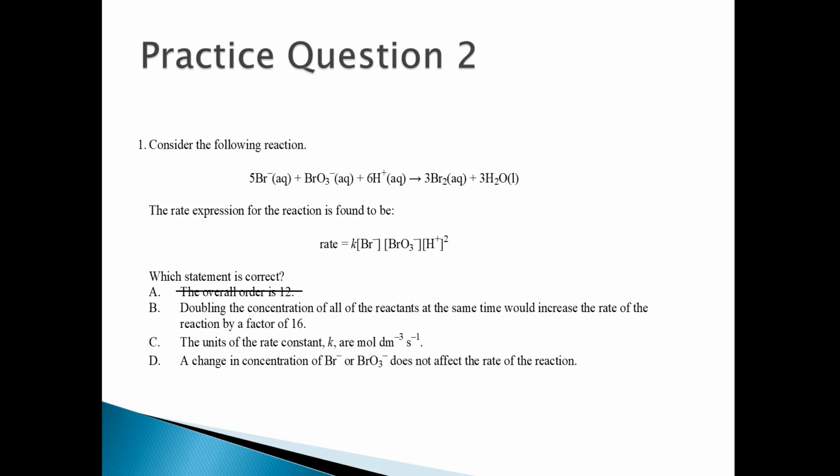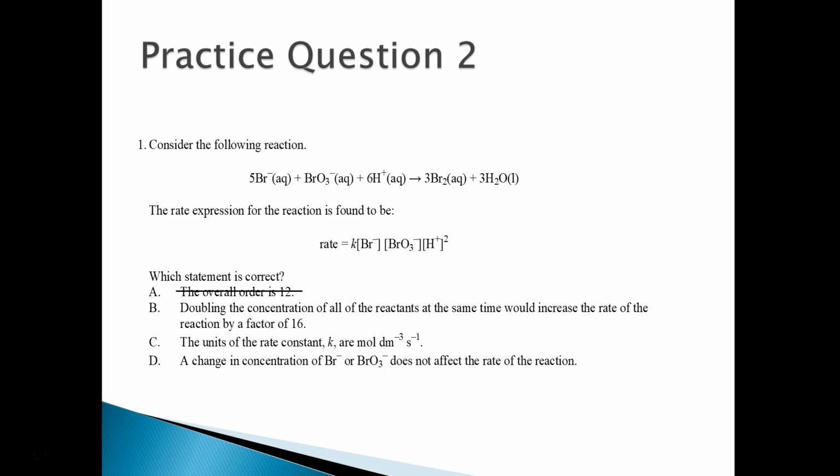Choice B says doubling the concentration of all the reactants at the same time would increase the rate of the reaction by a factor of 16. Now that actually sounds correct. If a second order reaction would quadruple the rate, then I would expect a fourth order reaction to increase the rate by a factor of 16. But before we select that, let's evaluate the other 2 choices just in case. Choice C says the units of the rate constant are moles per liter per second.